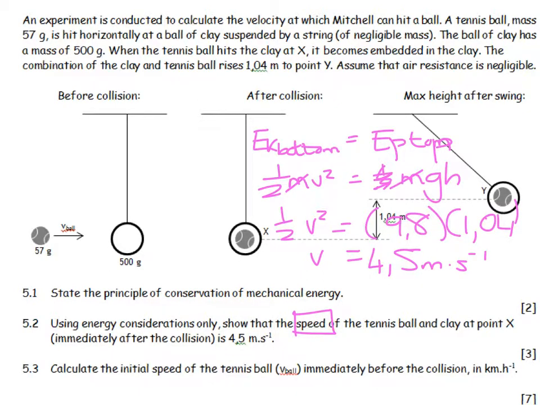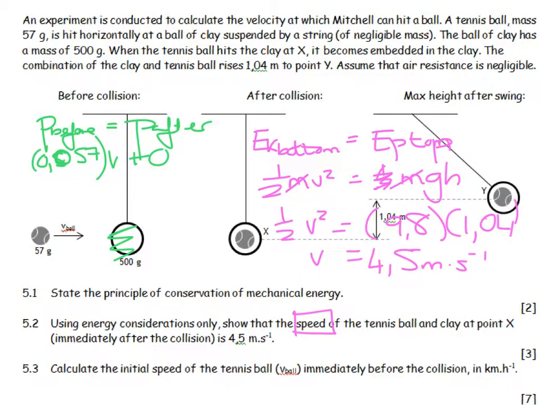Calculate the initial speed of the tennis ball immediately before the collision in kilometers per hour. So now we're interested in the collision, so we need to say that momentum before the collision is equal to momentum after the collision. And before the collision we have got a 0,057 kilogram ball approaching at a velocity that you don't know, plus this whole system over here is stationary.